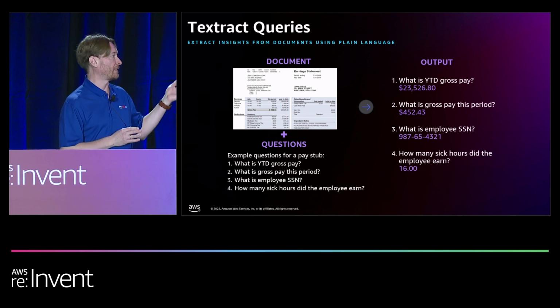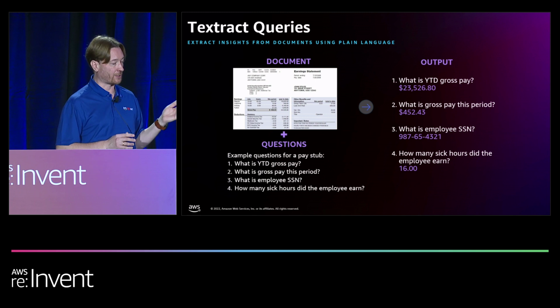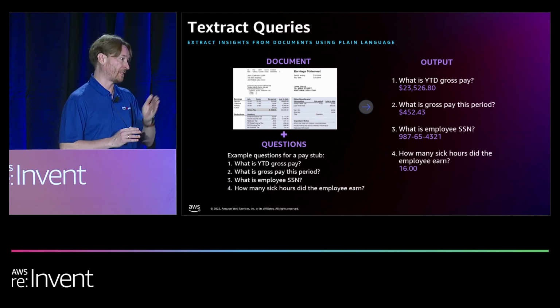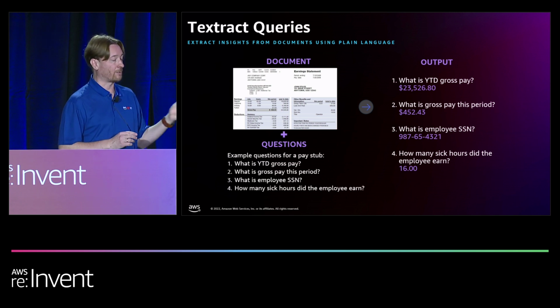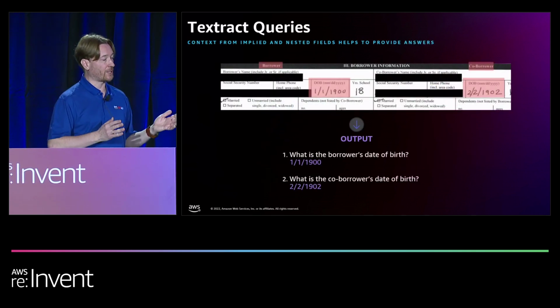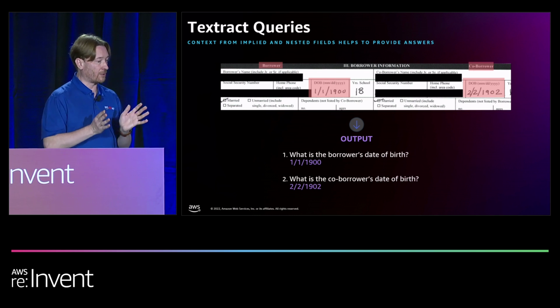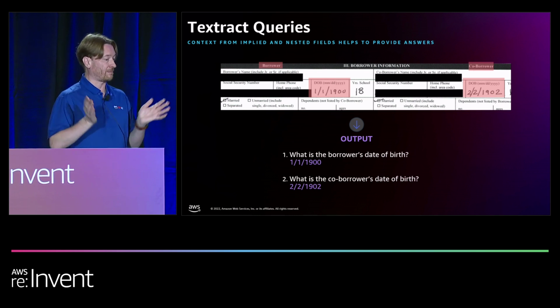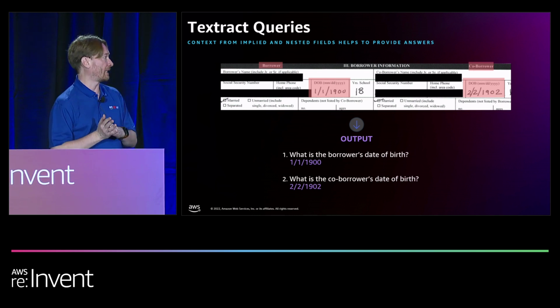So for example, there is a pay slip, and you can ask a question, okay, what is the year-to-date gross salary? And you get the response back, this specific amount. Okay, what is the employee social security number? And you get the response back. Also, Textract Queries can understand the context from implied and nested fields to provide you the answers.